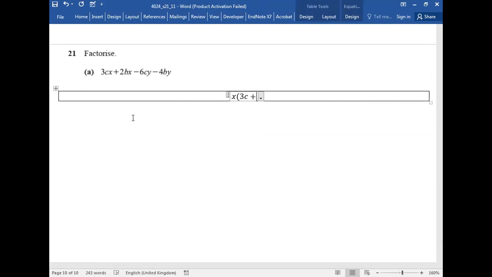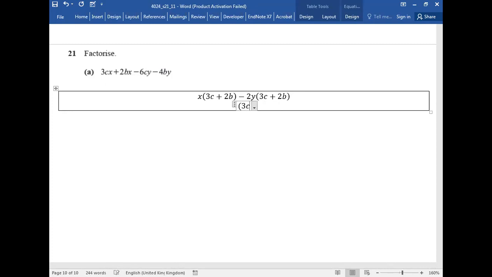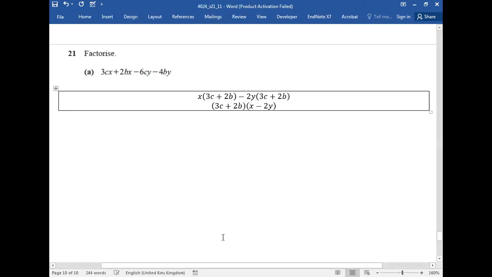3c plus, I've told you, whatever you're taking as common, you divide it by everything, because when you're opening the bracket, whatever is outside multiplies with every term. So whatever you're taking as common, it has to divide every term. Now in these two, minus 2y, you divide minus 6cy by minus 2y, you're left with 3c, plus minus minus, plus 2b. Now you take the entire 3c plus 2b bracket as common, and you are left with x minus 2y.